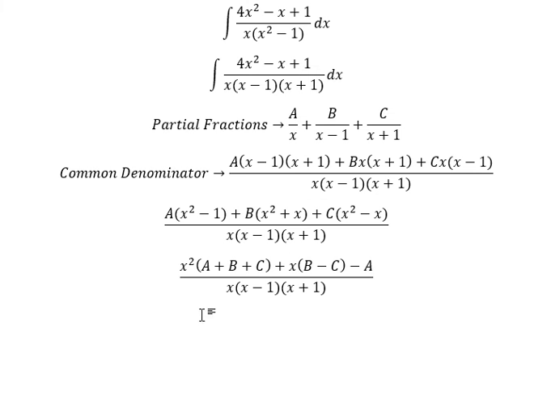Next, we need to compare coefficients. About S square, we have S square in here. So we have A plus B plus C equals 4. About S, we have negative 1. So B minus C equals negative 1. And the last one equals positive 1. So we create a system of equations.